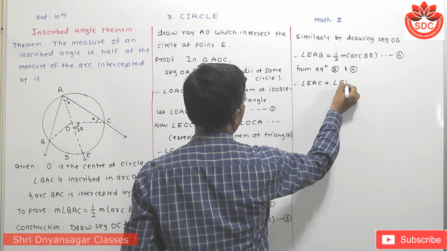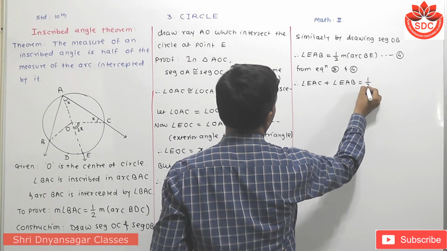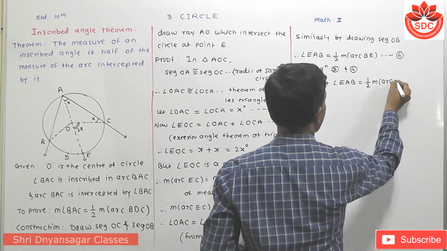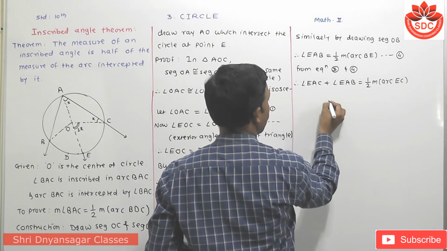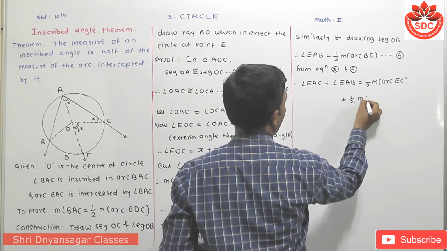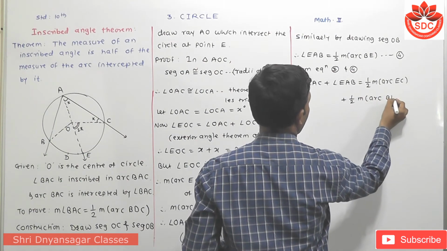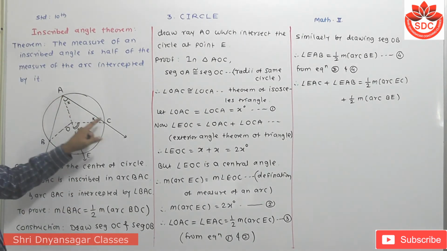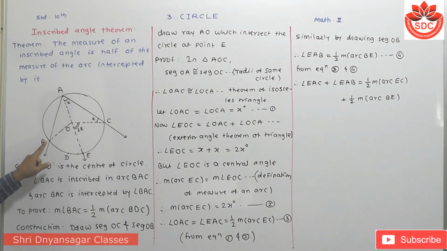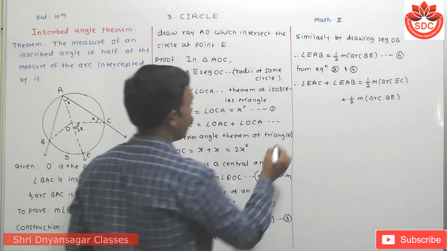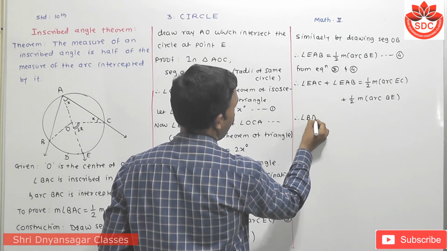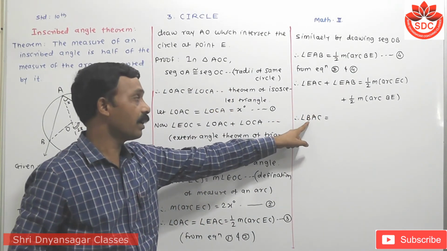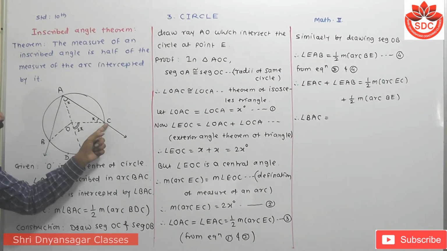the addition is: angle EAC plus angle EAB is equal to half of the measure of arc EC plus half of the measure of arc BE. Now look here, EAC plus EAB means the total angle BAC. Therefore, by using the angle addition postulate, the sum of these two angles is angle BAC.